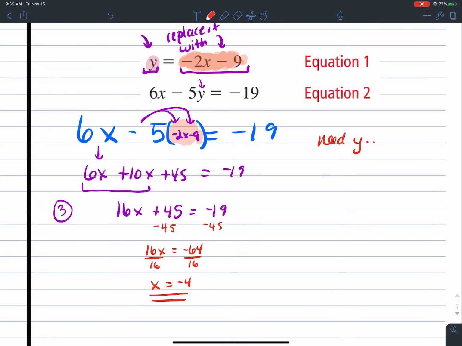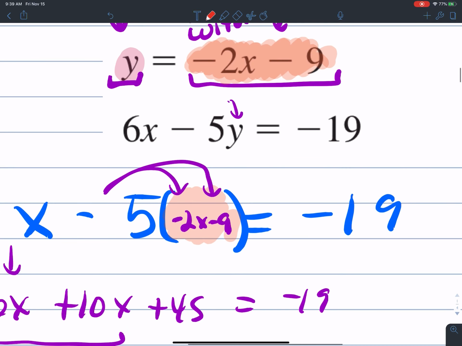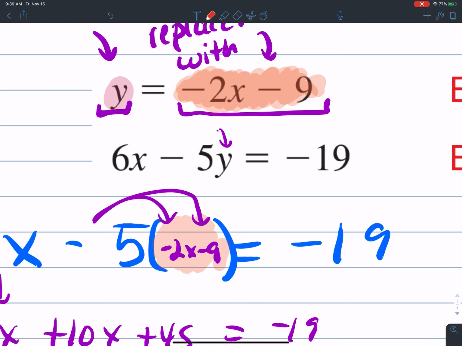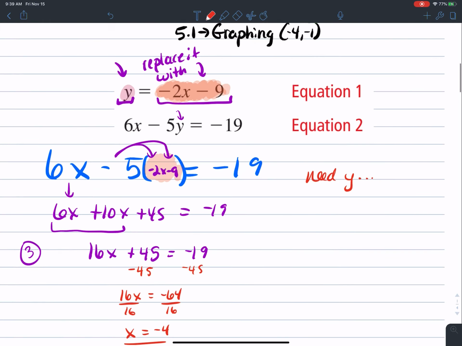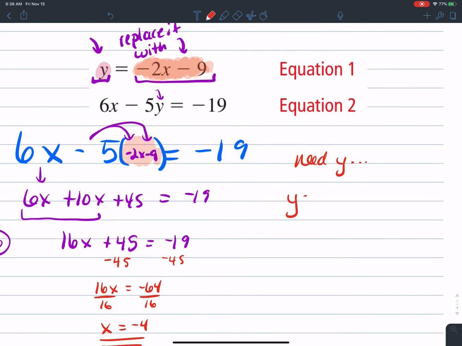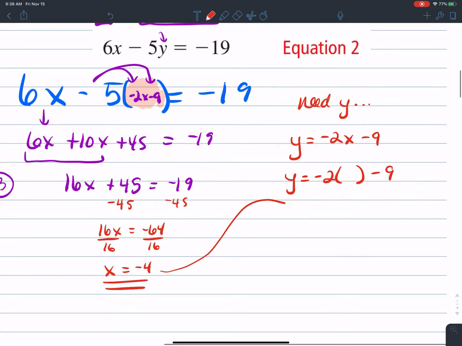And if I want to get y, this equation tells me exactly what it is. It says y is this. So I am going to choose the first equation because it's easier to get the value of y than the second one. I'm just copying it down. Wherever I see an x, I'm going to substitute using parentheses, and we think the value of x was -4. So that means the y value, so -2 times -4 is 8. So the y value should be -1.